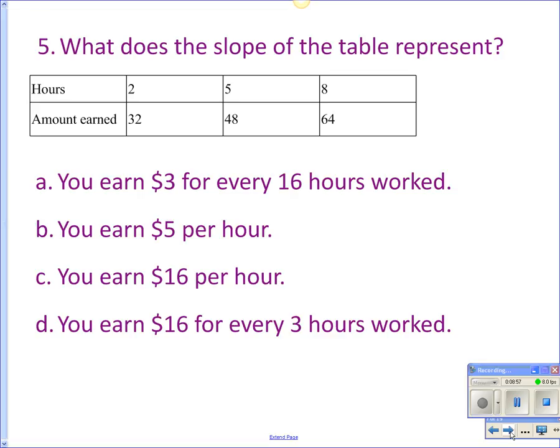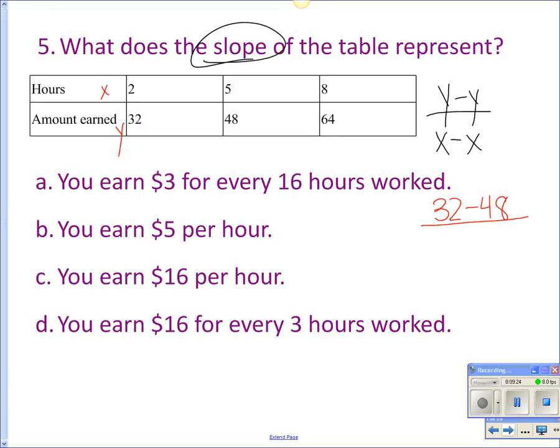Daniel, what am I going to circle? Tamara, what do I do when I see slope? Y minus y over x minus x. Jacob Shelton, what's going in for the y's? Good. 32 minus 48. So this is my y, and that's my x. So you always want to label your table. And Haley, what goes in for your x's? Not for x. 2 and 5.